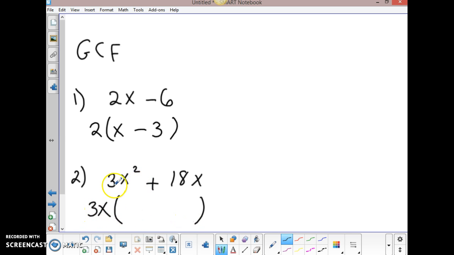To find out what's left, we take 3x squared, we divide by 3x, we get x, plus now 18x, which is the second term. When we divide it by 3x, we end up with a 6. And we have completely factored using GCF. Again, we can definitely check our answer by taking the greatest common factor, which is 3x here outside, and multiplying it with everything inside using the distributive property to check our answer.